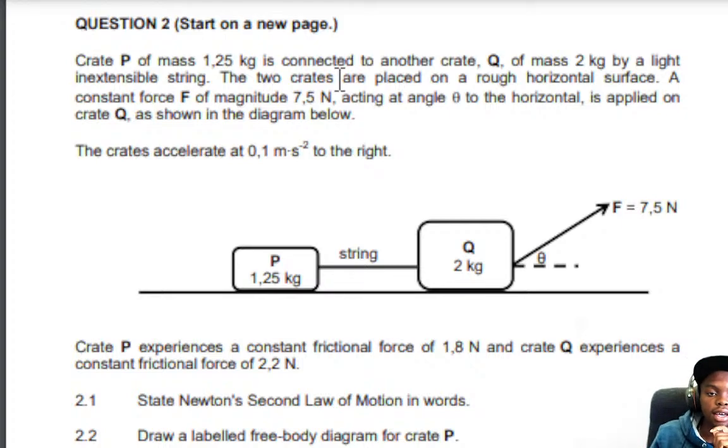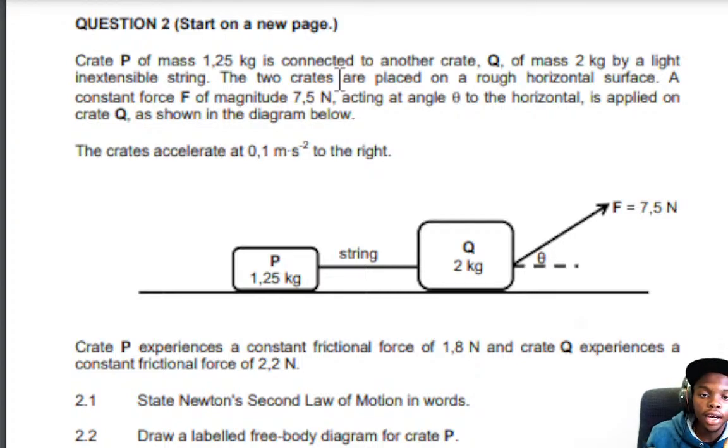Here it says grade P of mass 1.25 kg is connected to another grade Q of mass 2 kg by a light inextensible string. You guys taking notes? The two grades are placed on a rough horizontal surface. Remember I explained this: when it's a smooth horizontal surface, you don't have friction. There's no friction at all. When it's a rough surface, that means we have friction on it.